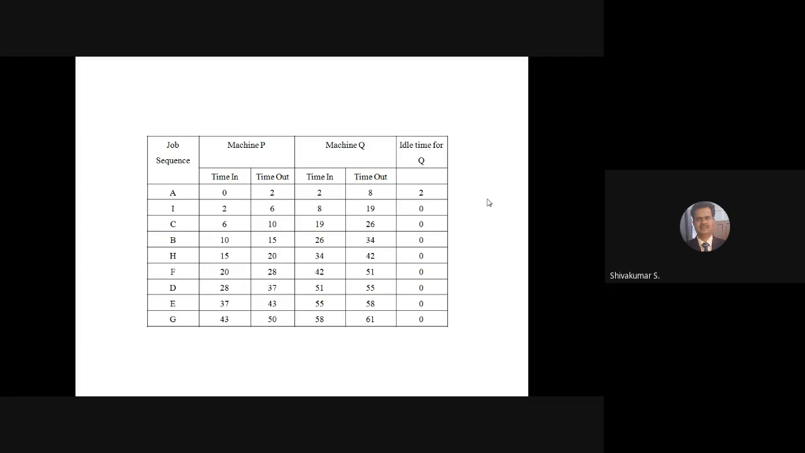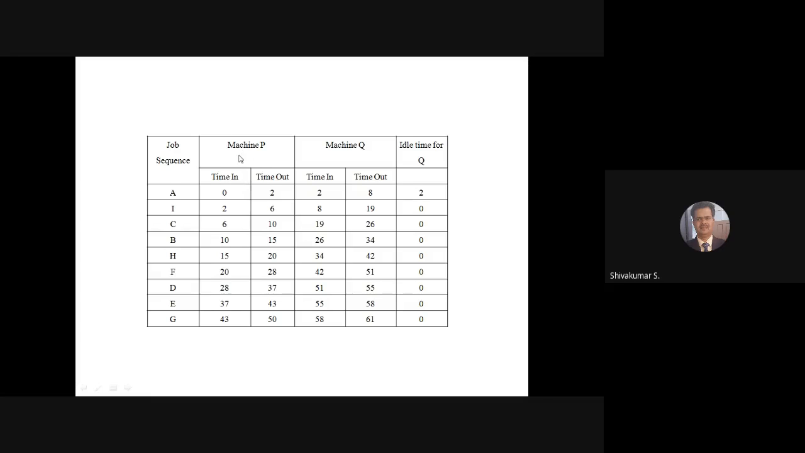Okay, done. Shall I go ahead now? Have you taken this table? Sir, yes, sir. We have taken the table and the job sequence. Yeah, you write the job sequence, correct. You write all A, I, C, B, H, F, D, E, G. This sequence, right. Okay.